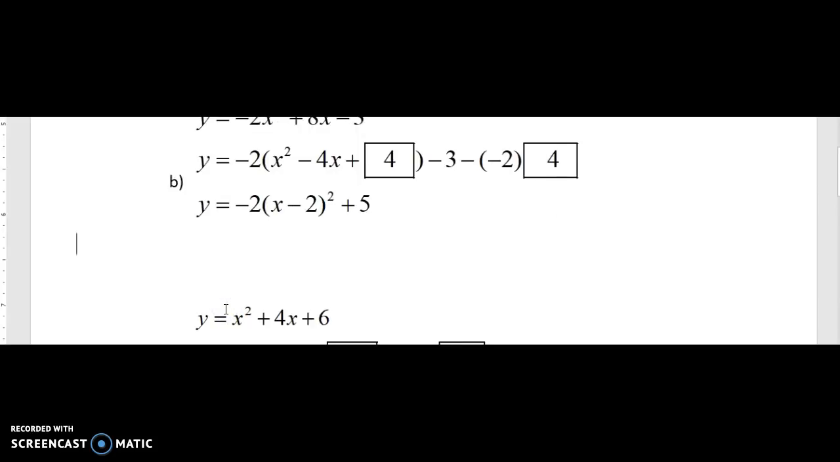Here for letter C, I want you to try this one here. I want you to pause the video at this point and work on putting this into vertex form. You can use example A as your guide if you forget what to do. Okay, so pause the video now and work through the example. Once you have it, you can hit play to see the rest of this example worked out.